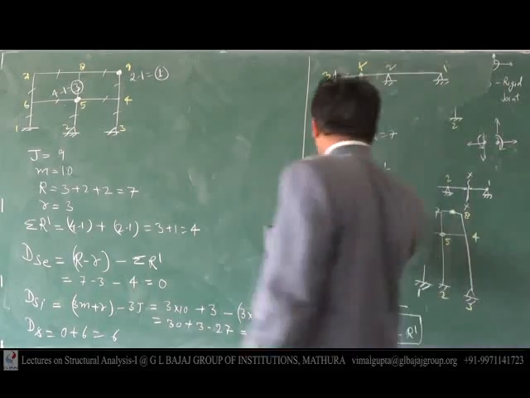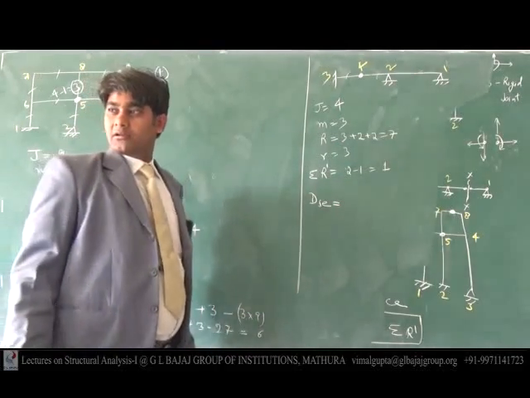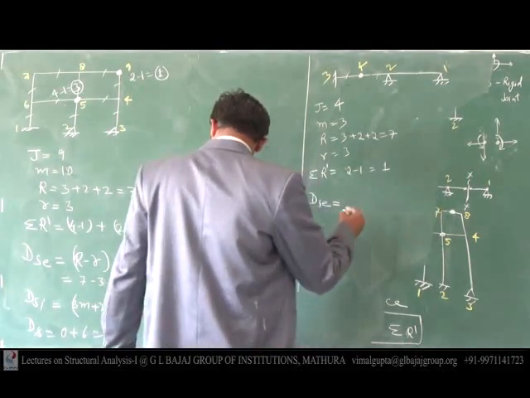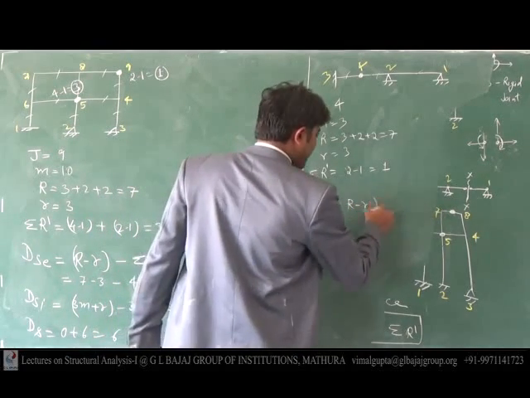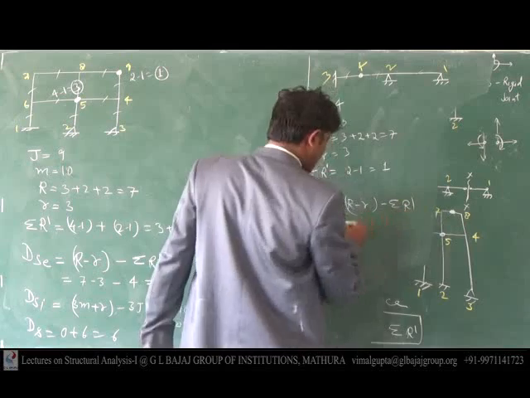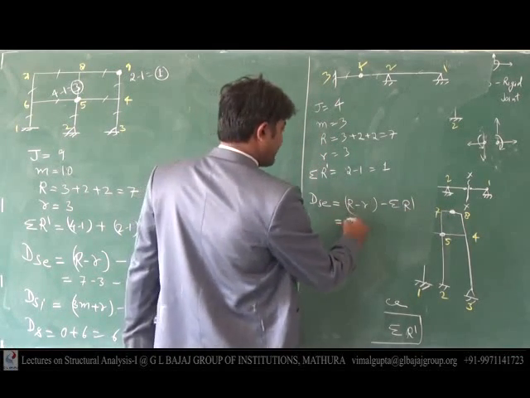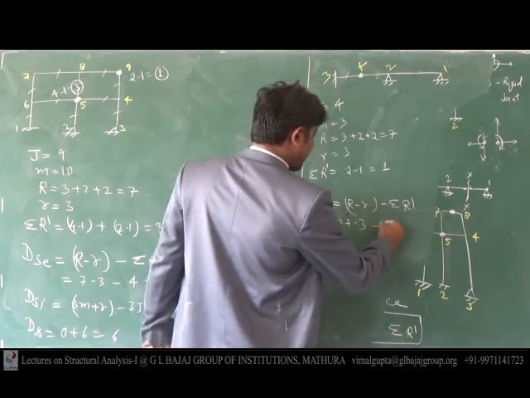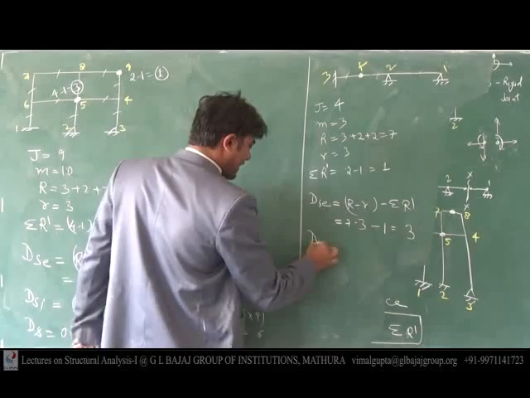Okay. So DSA, how much is that? Capital R minus small r minus sum of r dash. ये हुआ 7 minus 3 minus 1, कितना? How much? 3.